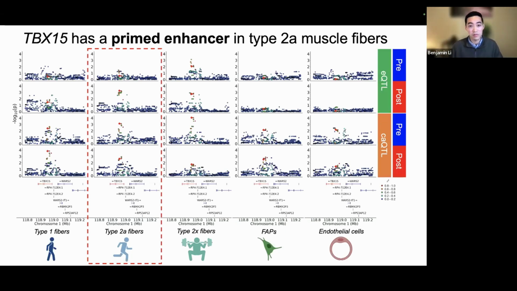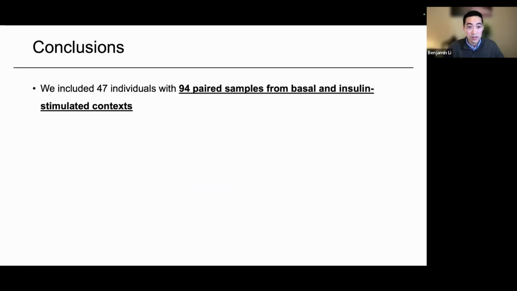What's really interesting about TBX15 is it's been implicated in glucose metabolism and muscle differentiation, but specifically in these fast twitch and intermediate muscle fibers. So the mechanism of that is still yet to be deciphered, and analyses like this can give us some more testable hypotheses as to how this gene is being regulated under both basal and stimulated contexts.